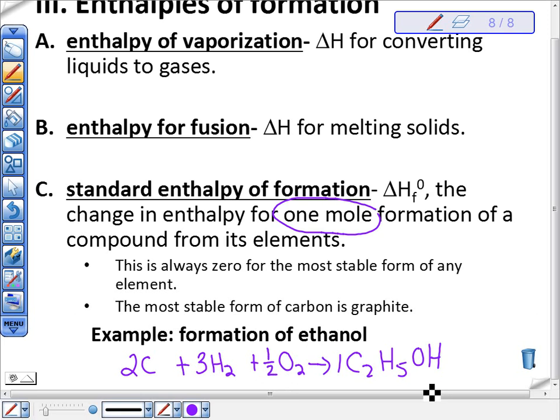So the definition of heat of formation is forming a substance, writing an equation from its elements, so from the pure elements. So heat of formations are pretty easy. In the back of your book in Appendix C, there's a whole list of heat of formations for all kinds of substances, and we'll be using those heat of formations to do our calculations.